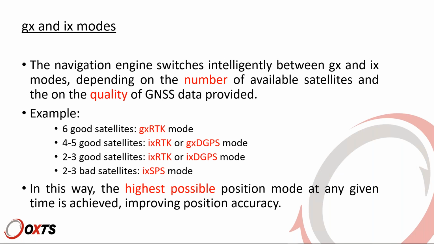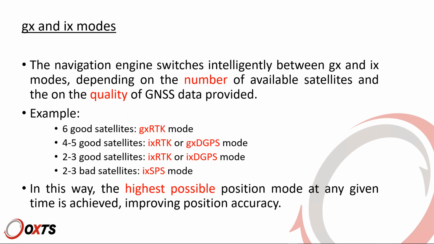The navigation engine decides when to use GX and when to use IX. It switches intelligently between them, depending on 2 things. Yes, the number of available satellites, as we discussed, but also the quality of the data, because having a given number of satellites doesn't mean that you are okay. The data from these satellites needs to be suitable for the mode that the system wants to achieve.